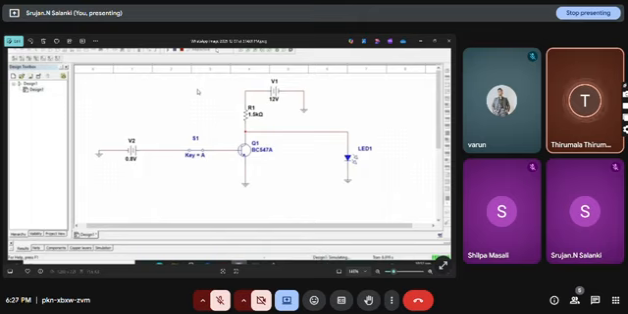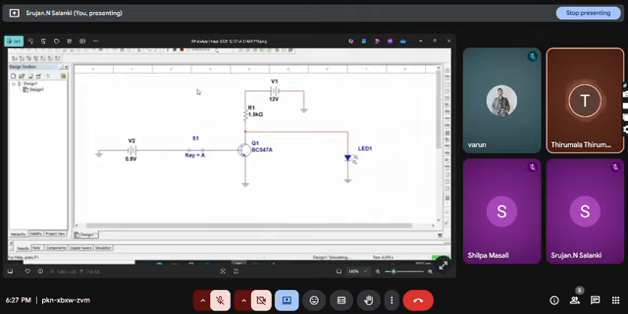The collector of the transistor is connected to a 12-volt power supply P1 through a 15 kilo ohm resistor R1. The purpose of the resistor is to limit the current flowing through the transistor and protect the components from damage.